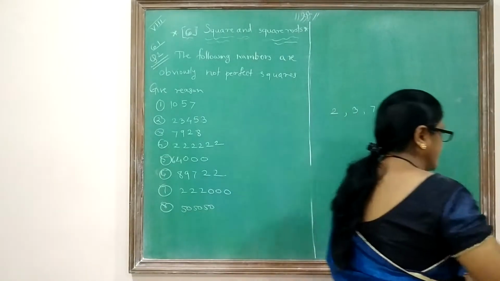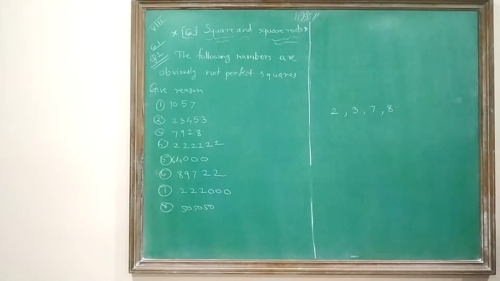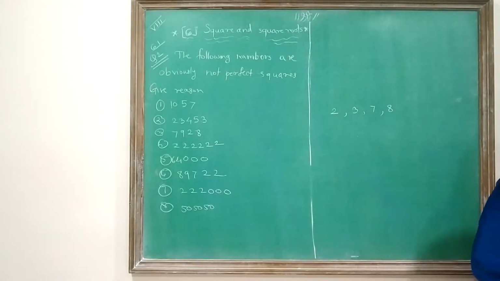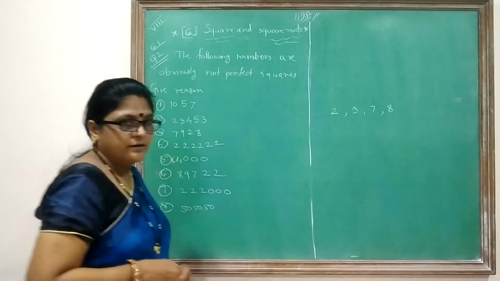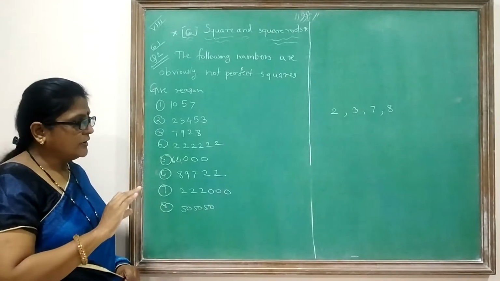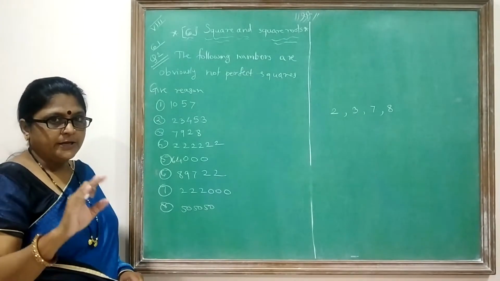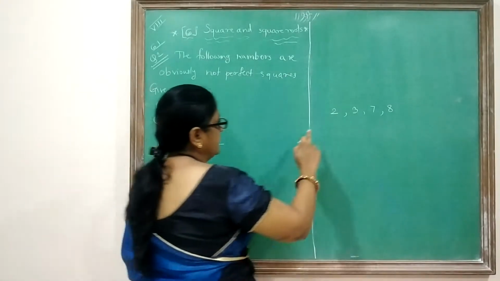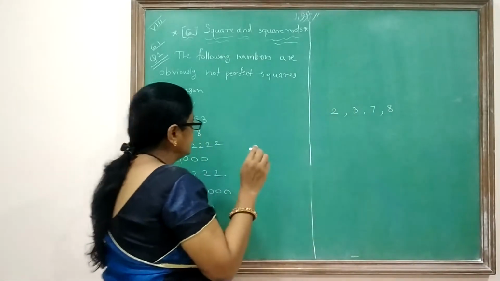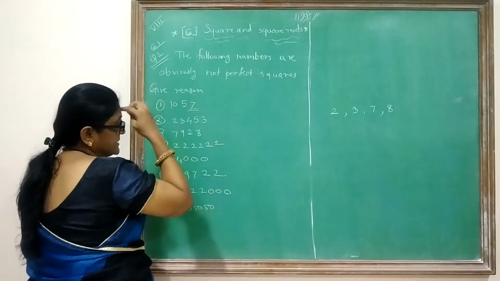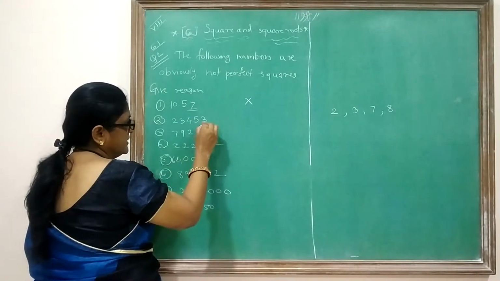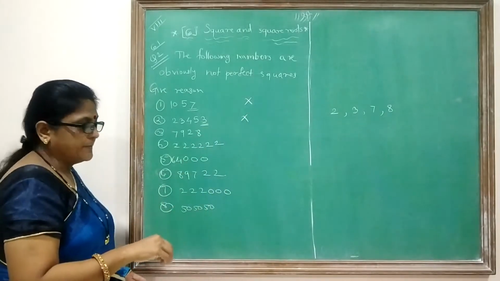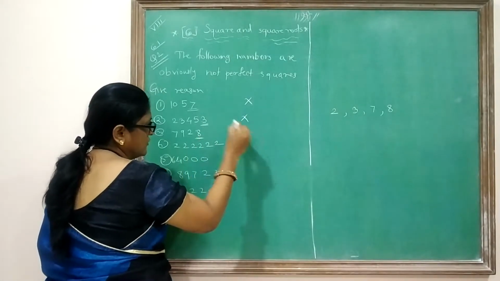We know that if the ending digit is 2, 3, 7 or 8, then the number is not a perfect square. See here, the ending digit is 7, so this number is not a perfect square. Here 3, it is also not a perfect square. Here 8, then it is not a perfect square.